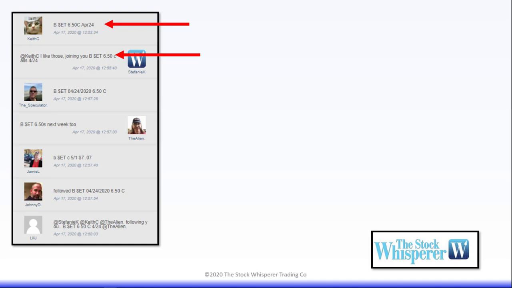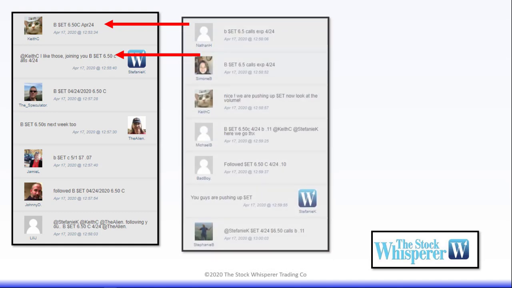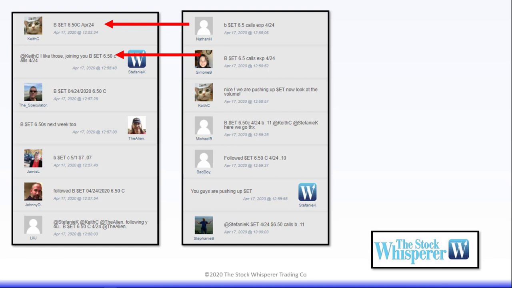And Jamie jumped in, except she bought the 7 call. She went a little bit further out, which not necessarily, she probably should have bought the 650s, which she probably realized afterwards, but I'm sure she probably did pretty good with those. Johnny D bought the 650 calls, same ones. Lil followed us as well. We're not done. Nathan jumped in, Simone, and Keith writes, nice, we're pushing up ET.